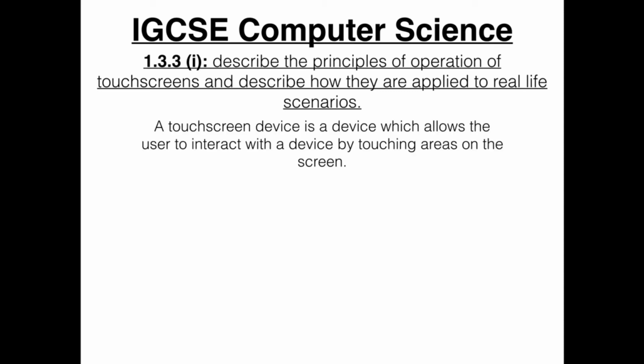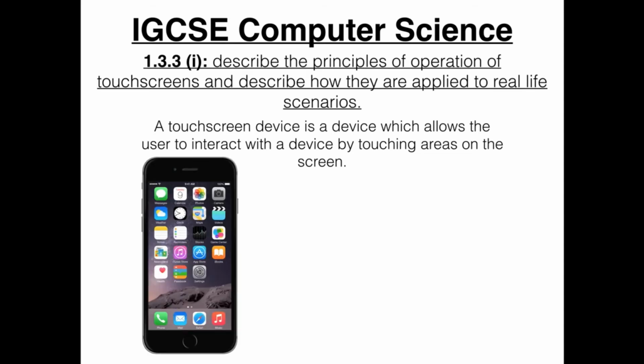GCSE Computer Science Syllabus Statement 1.3.3i. Describe the principles of operation of touchscreens and describe how they are applied to real-life scenarios. So, touchscreens are basically devices which allow the user to interact by touching areas on a screen. Most of your phones may be touchscreen. So that's an example of a touchscreen device. I have some pictures here.